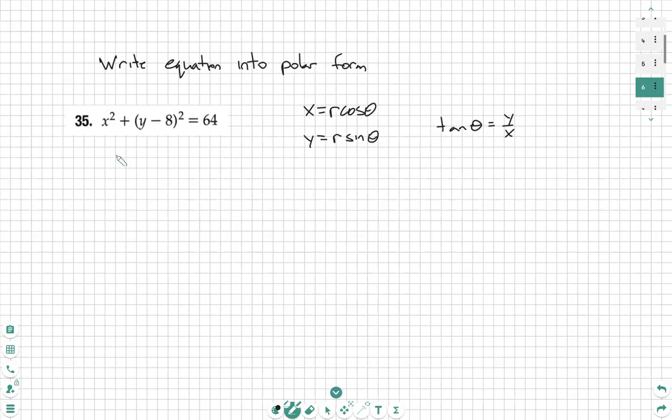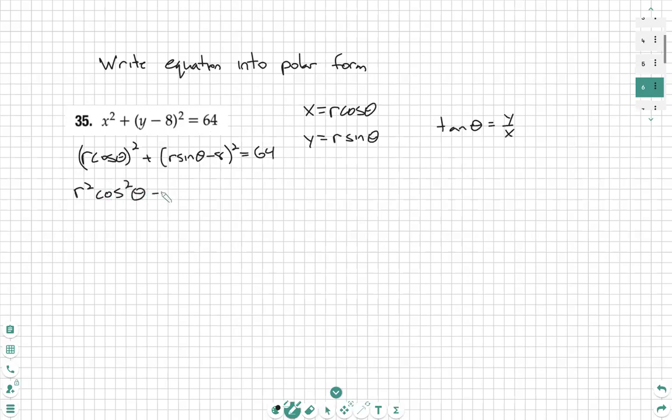So the first thing I'm going to do is start replacing what is given. I'm going to get r cosine of theta for my x and square that, because that's what x is equal to. My y is r sine of theta minus 8, and we're going to get that squared, equal to 64. Next, we're going to square these and start cleaning it up.